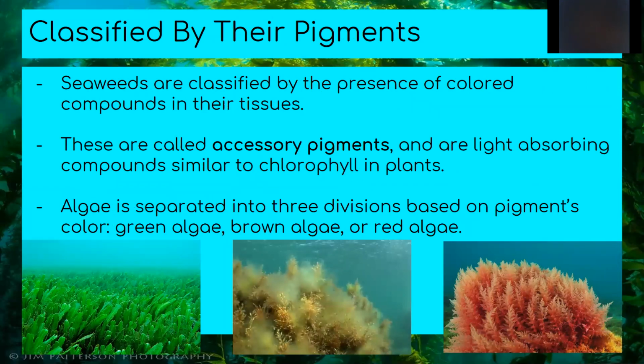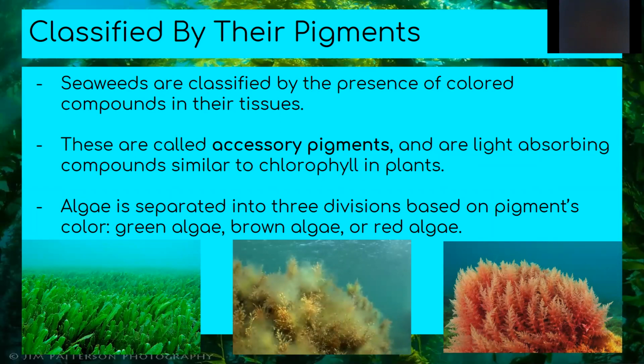Now, seaweeds are going to be classified in a couple of different ways. The easiest way that we're going to look at them is by their color. Each seaweed is going to have the presence of a colored compound in their tissue dependent upon the species of seaweed that they are. These colors are called their accessory pigments.